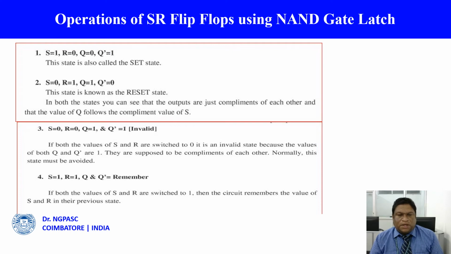Okay, so similarly if both are 0, then this is an invalid state, because both Q and Q bar will attain the value of 1. This is not allowed because Q and Q bar should always be complemented to each other. When we have S is equal to 1 and R is equal to 1, the Q and Q bar will have the previous state.